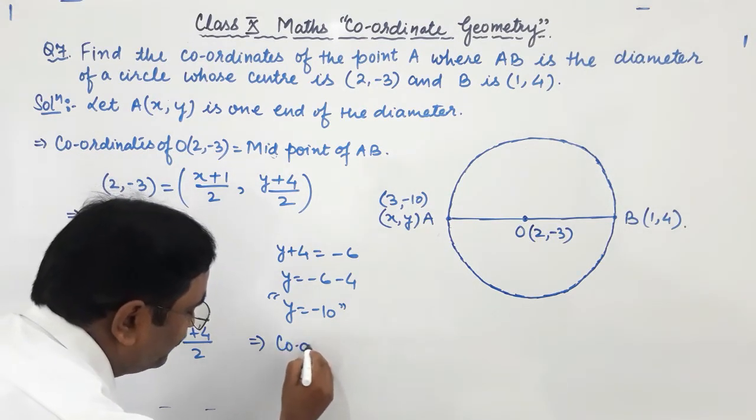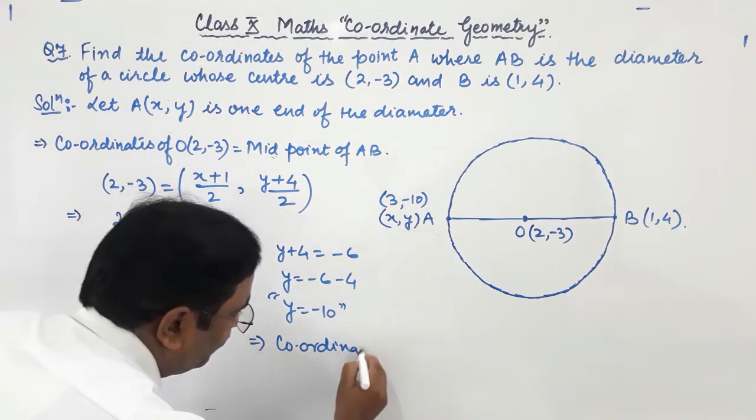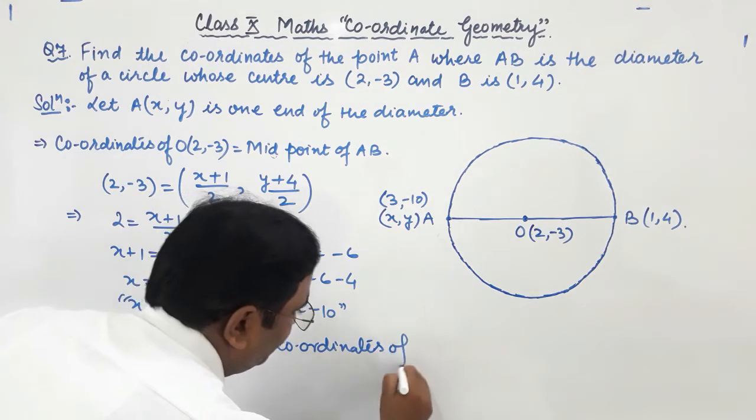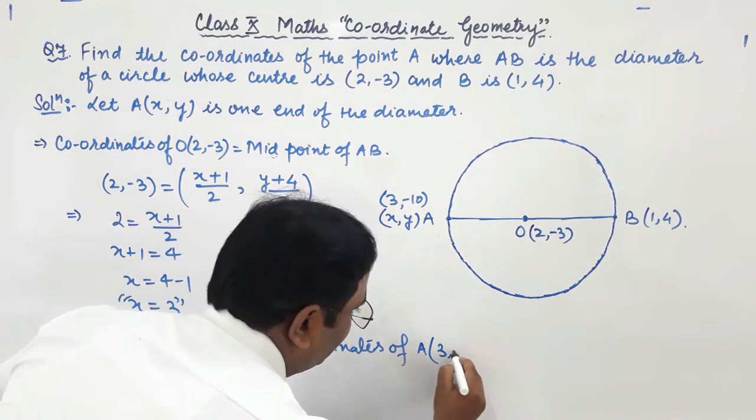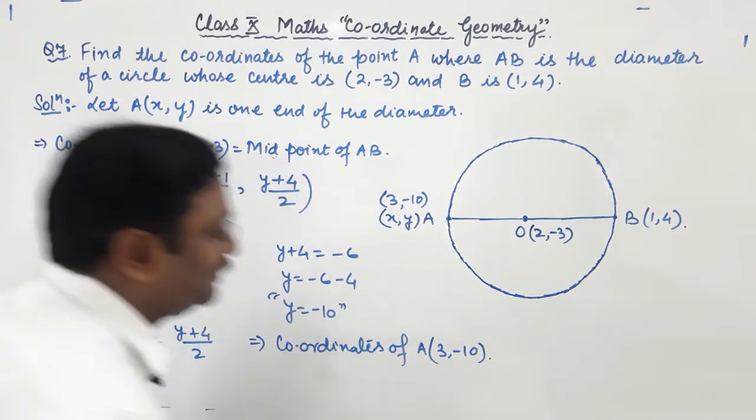Coordinates of point A are (3, minus 10). Right?